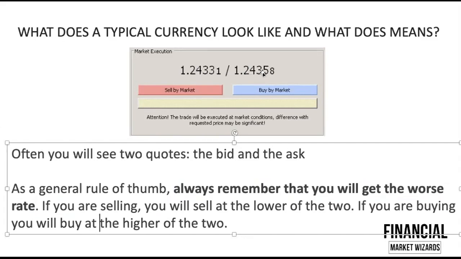Now, if you are buying, it's the opposite. You will buy at the worst rate, which is the higher rate. So if you are buying in this case, it will be 1.24358. That's the easiest way to remember the bid and the ask. Just always remember that you will always get the worst rate.